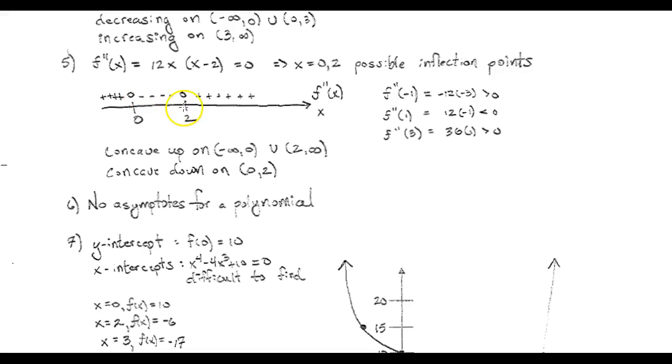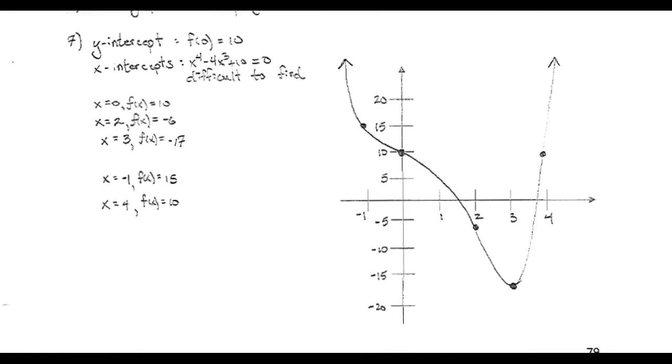So we do have a change of concavity at x equals 0, so x equals 0 is an inflection point. And then again, we do have a change of concavity at x equals 2 as well, because it's concave down from 0 to 2, and then from 2 to infinity, the second derivative becomes positive, which tells me concave up. So x equals 2 is also an inflection point. All right. There are no asymptotes for a polynomial, so we don't need to worry about asymptotes here.